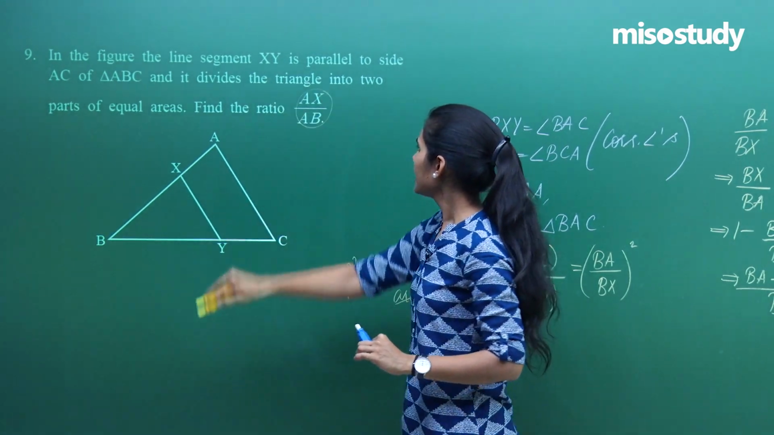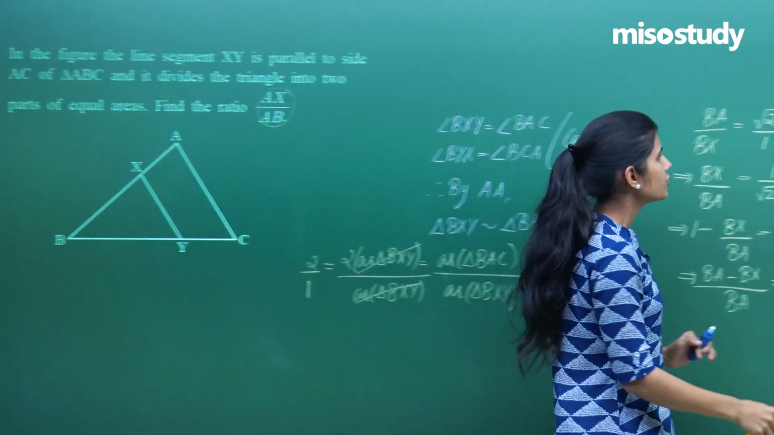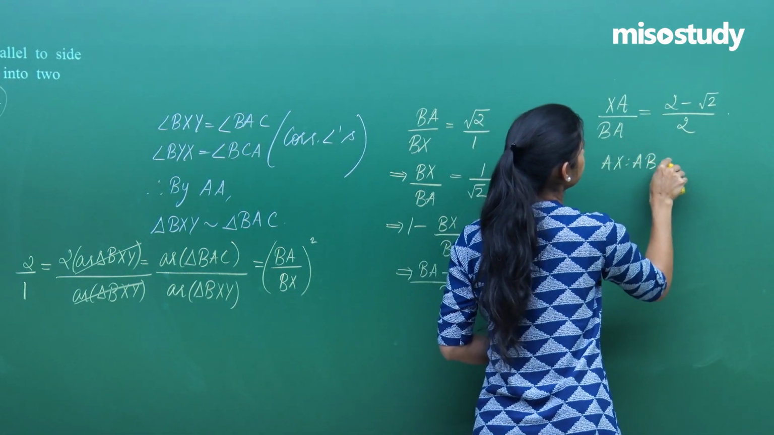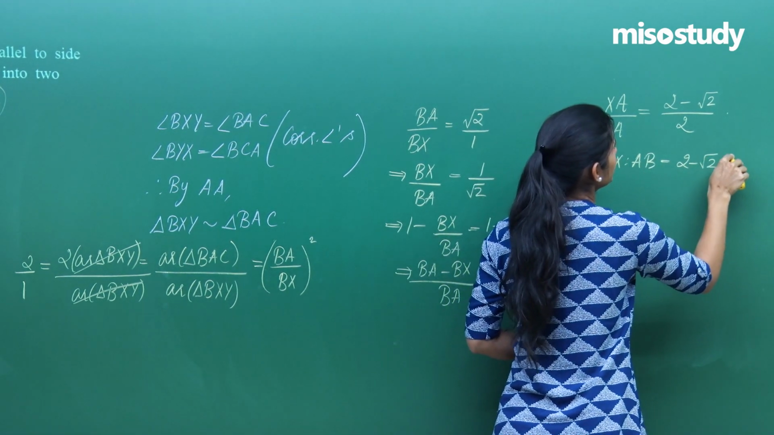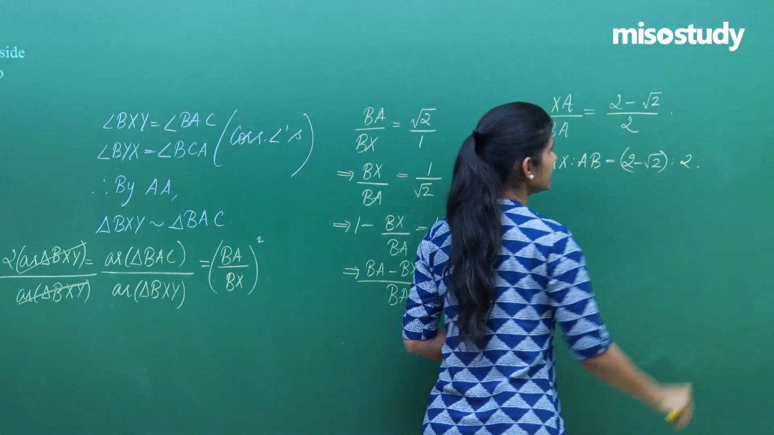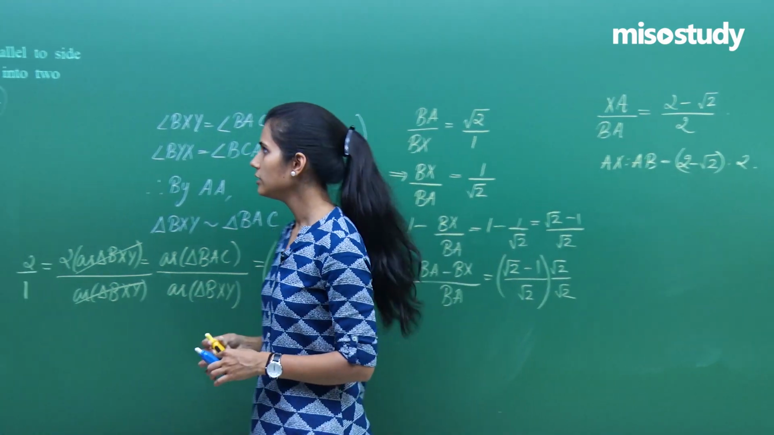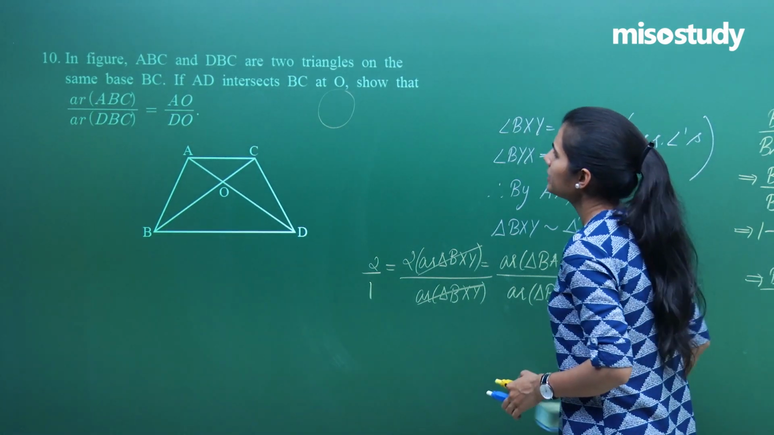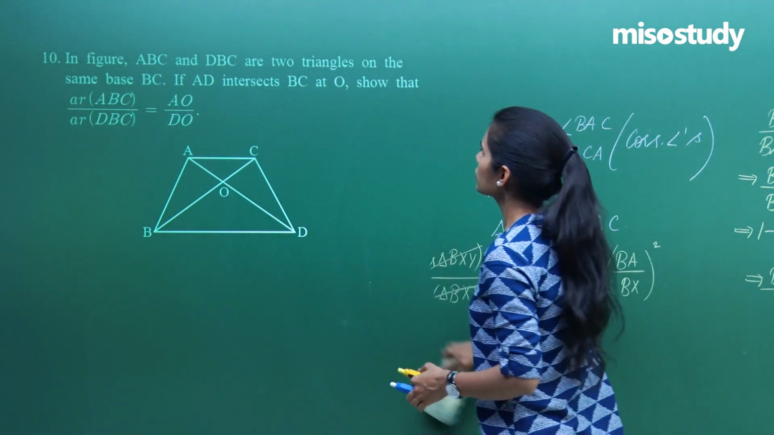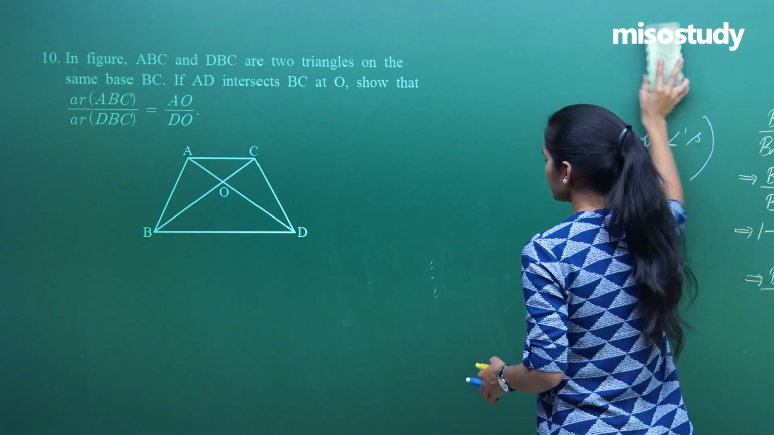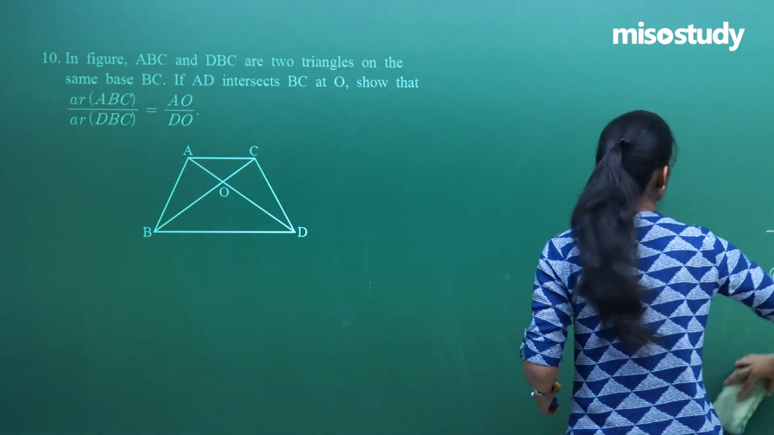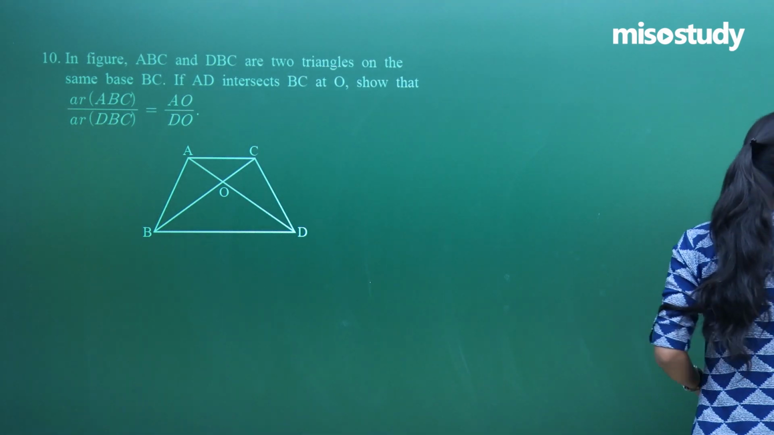Find the ratio AX upon AB. So you have got AX is to AB is 2 minus root 2 is to 2. Clear? Next question says that in this figure ABC and DBC are two triangles on the same base BC. If AD intersects BC at O, show this. Okay.